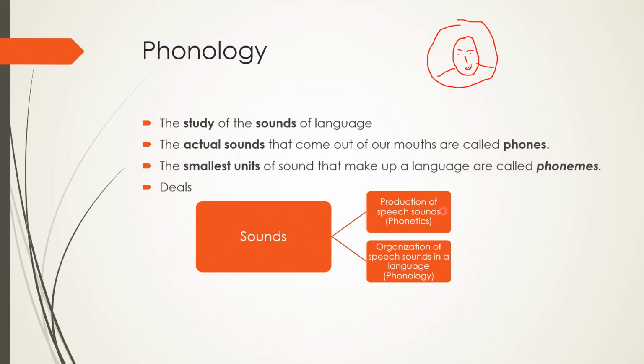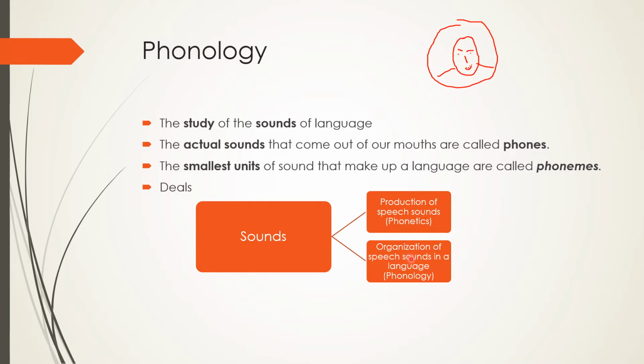One is the production of speech sounds, how we will produce the sounds. For example, if we want to produce a "pa" sound, we need to close our lips together, and then we need to release our air abruptly. That's how we will be able to produce the "pa" sound. So in this section, under phonetics, we will be trying to identify how the sounds are produced. But under phonology, we will be looking at the organization of the sounds.